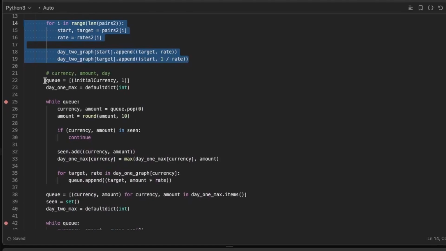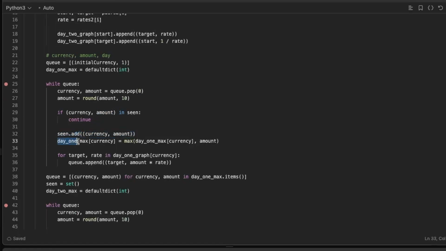This first graph traversal is where we actually find the maximum currency that we can get for each type. We start with our initial currency and a value of 1, and we record the max that we have seen so far. We pop off of our queue, and then we round that amount, like I said, to 10 decimal places to avoid overflowing our set data structure. If we've seen that currency and that amount so far, it's a problem we've already solved and explored, so we just continue past.